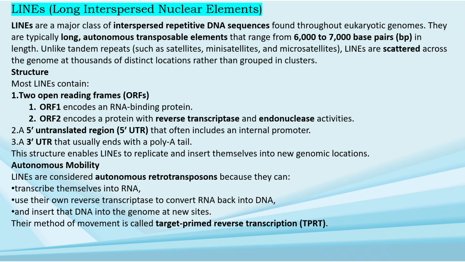Autonomous mobility. LINEs are considered autonomous retrotransposons because they can transcribe themselves into RNA, use their own reverse transcriptase to convert RNA back into DNA, and insert the DNA into the genome at new sites. Their method of movement is called target primed reverse transcription.